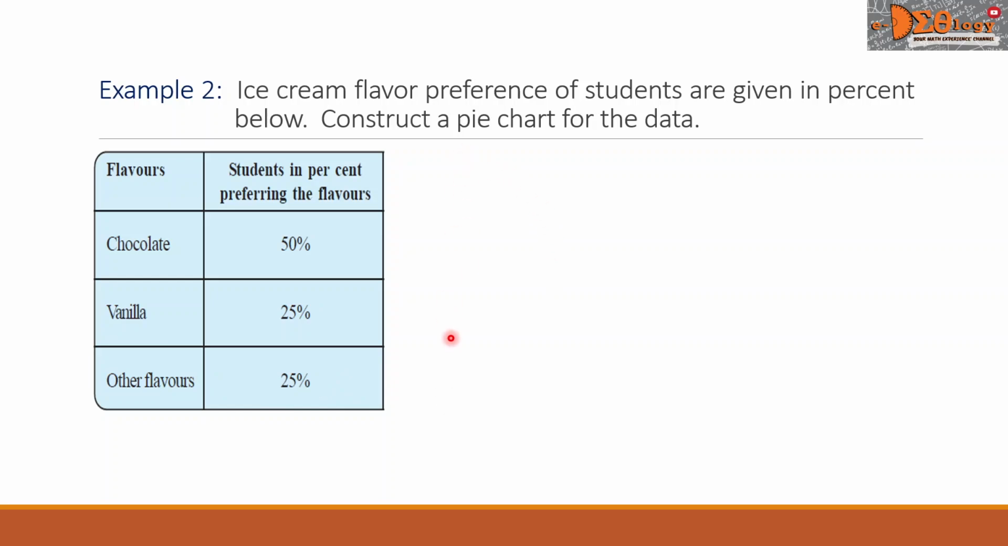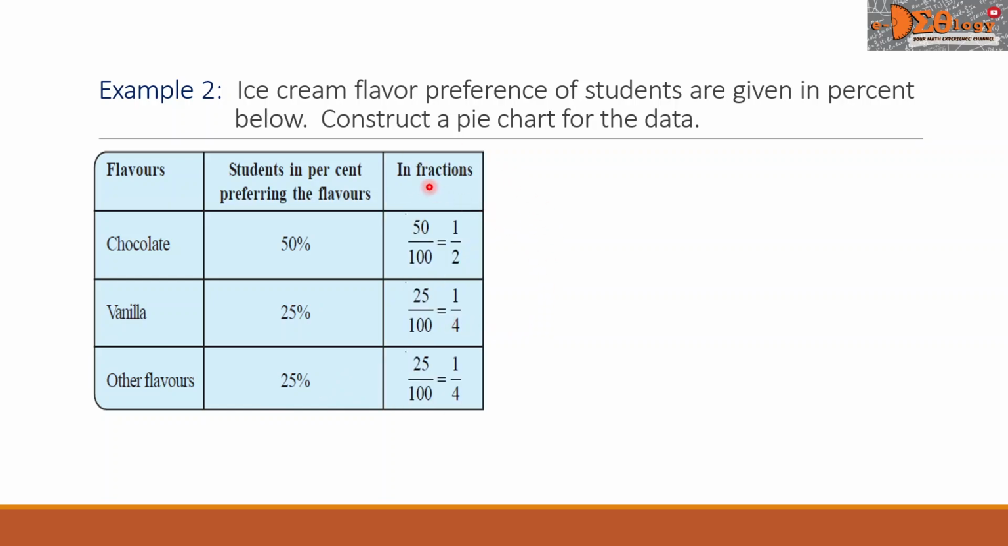We can add another column here to note the fractions. The 50% we convert as fraction. So this 50% is 50 over 100. We simplify this into 1/2. 25%, that becomes 25 over 100. And this is simplified into 1 over 4. The same is true with another 25%, that is equal to 1 over 4.